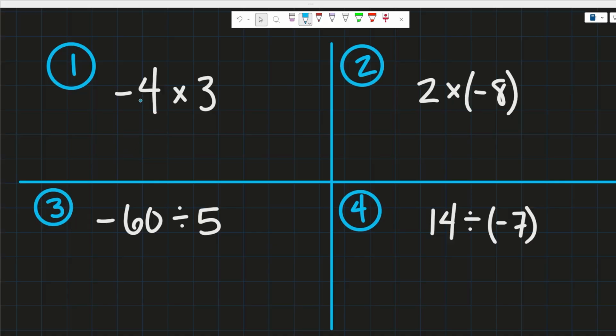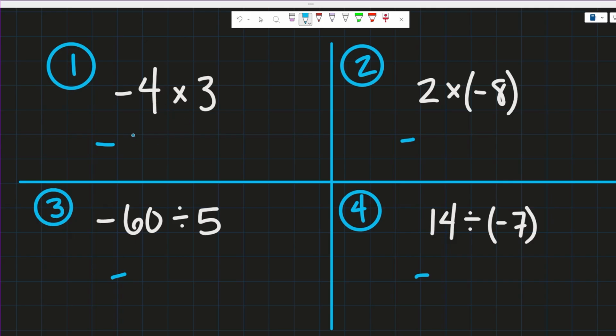All right, if we look at these, negative times positive, different signs, our answer will be negative. Positive times negative, opposite signs, negative. Same with division, opposite signs, we have a negative, we have a positive, so our quotient will be negative. And here we have a positive divided by a negative, so our quotient will be negative. So again, we can go back through these and solve them if we'd like.